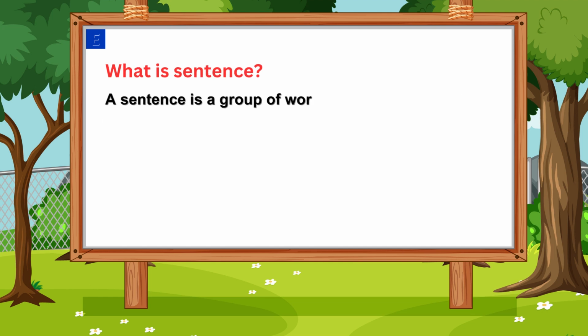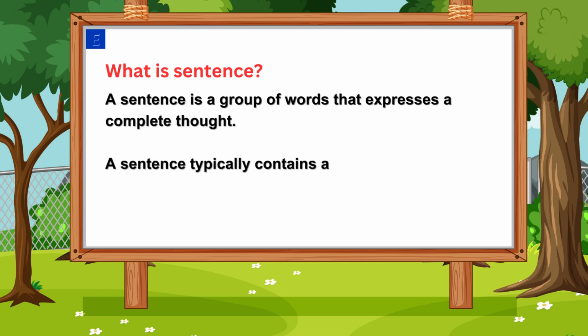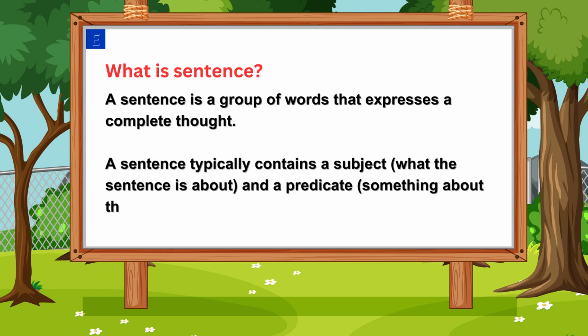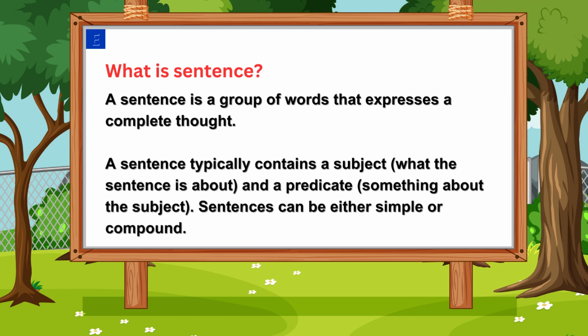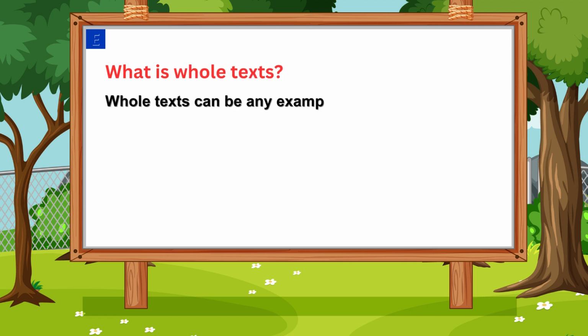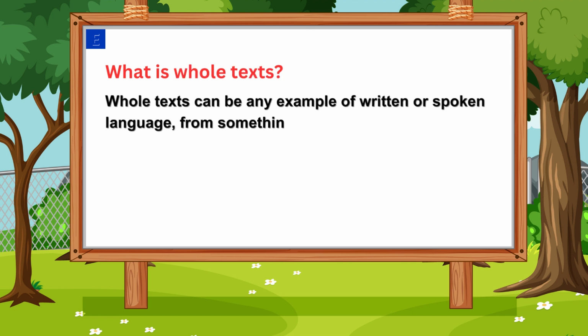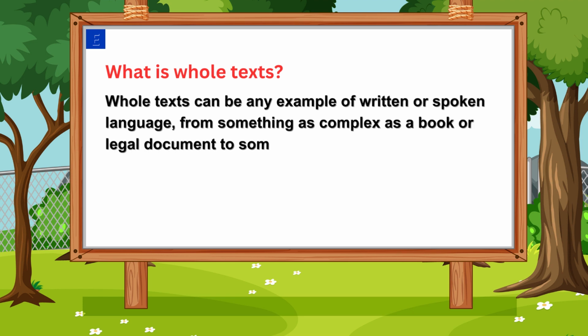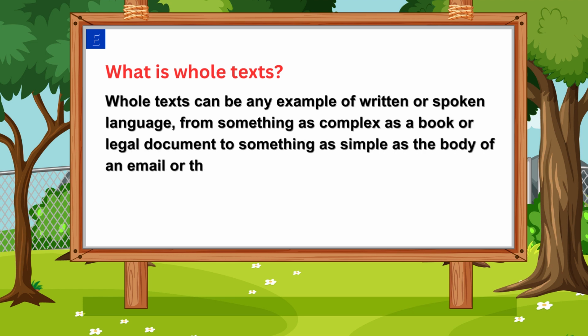A sentence is a group of words that expresses a complete thought. A sentence typically contains a subject, what the sentence is about, and a predicate, something about the subject. Sentences can be either simple or compound. Whole text can be any example of written or spoken language, from something as complex as a book or legal document to something as simple as the body of an email or the words on the back of a cereal box.